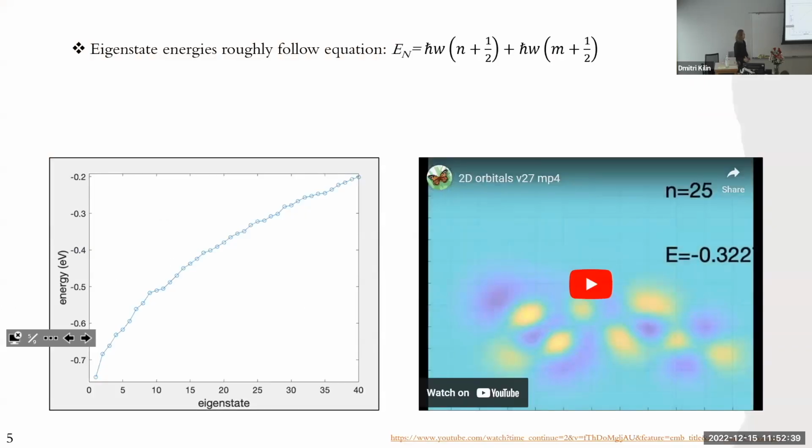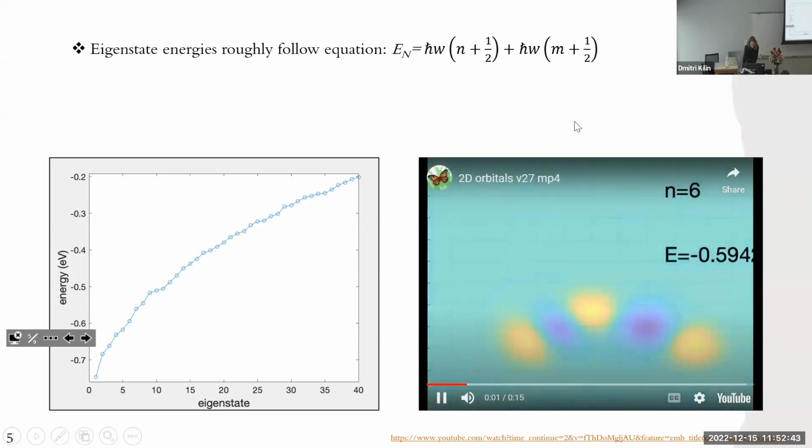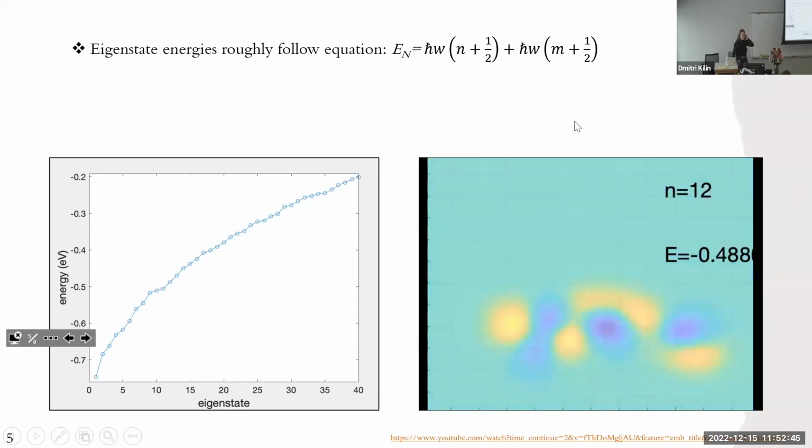Okay, so I've got a video here. These are the eigenstates. Again, I have that equation listed. A couple things to point out here.